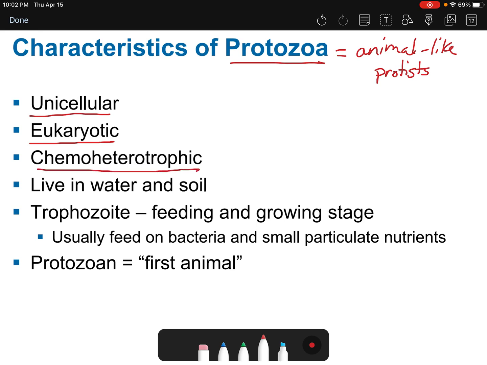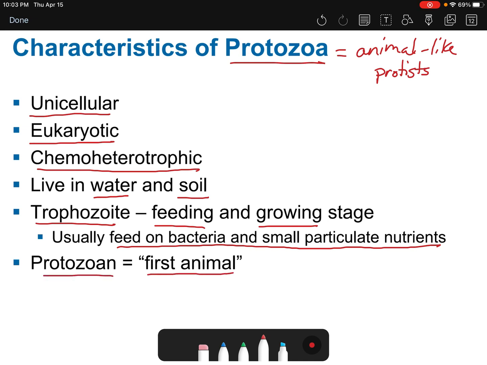Chemoheterotrophic, so they feed on others, but they can take in chemicals as well for their food source. They generally live in water and soil for the most part, and they are considered trophozoites, meaning they have a feeding and a growing stage. So they usually feed on bacteria and small particulate nutrients because they're usually swimming around in water sources such as ponds and lakes, or they're in soil. And then protozoan means first animal, and so again, that's what makes them the animal-like protists.